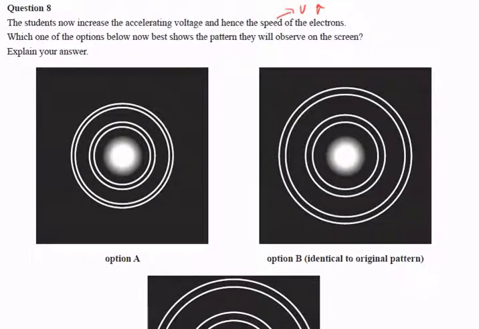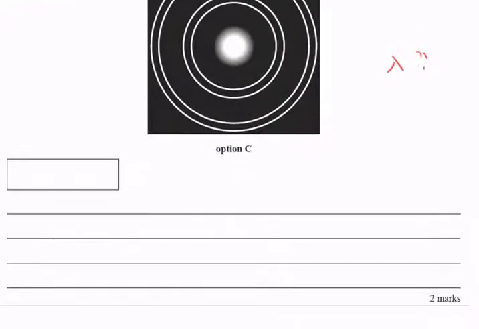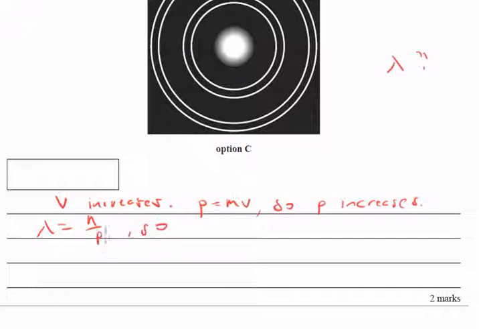So in a double slit, the thing that'll change it is the wavelength. So how does the wavelength change is what I want to talk about. So I'll put my answer last, as I don't know what it is yet, but this is the working that I'm going to go through: the velocity increases. p equals mv, so the momentum increases, and wavelength equals h over p. So if p goes up, lambda must go down, so the lambda decreases.